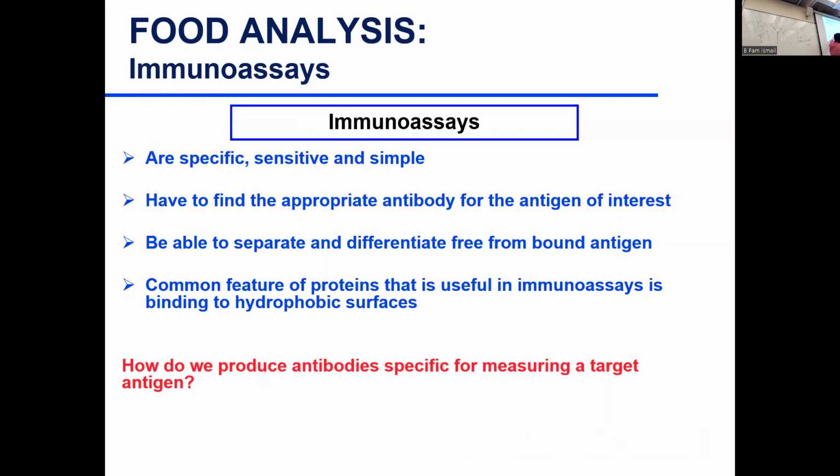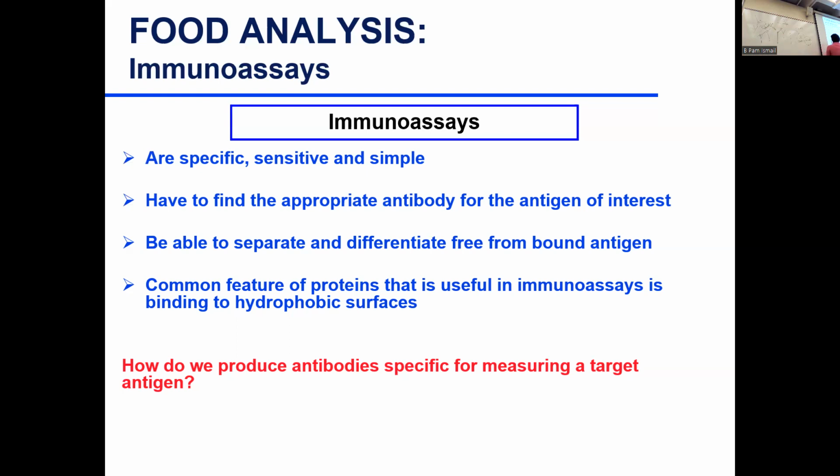But the immunoassay requires that we have the correct antibody for the antigen of interest. That's a requirement. Another requirement, we need to be able to differentiate a bound antigen, that means an antigen that is bound, versus a free antigen in the system. It's very important, free, bound. And I'll let you know later on why this is important, because it's important for detection purposes. So we need to differentiate between bound and non-bound antigen.